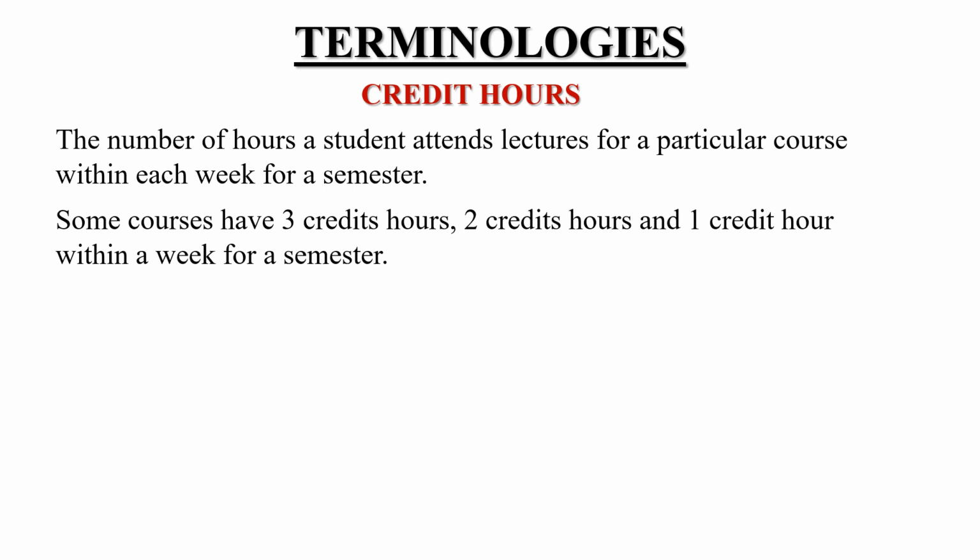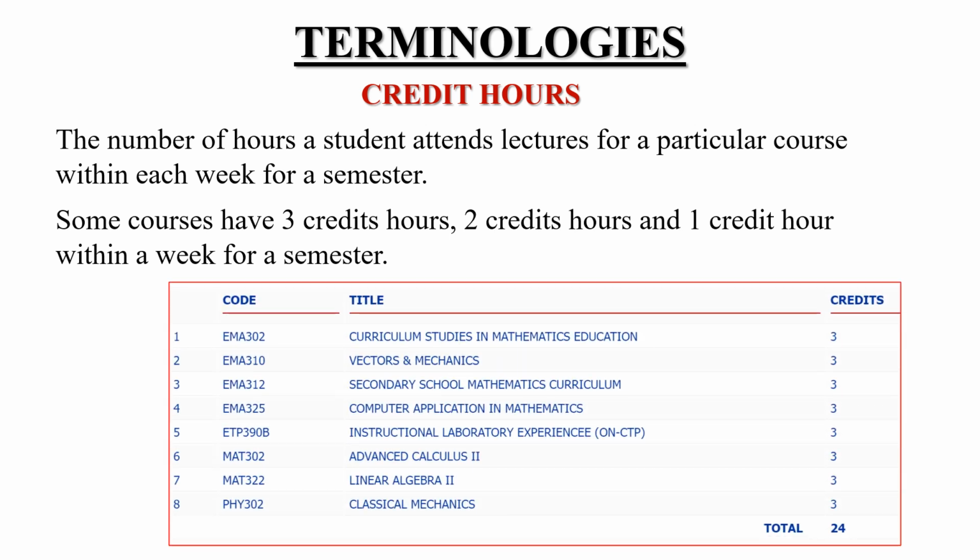And so let's look at the practicality of this. This is the registration form for a mathematics student. On our far left hand side, we have the course code, followed by the course title, and then lastly, the credit. That's the credit hour we are talking about. The course title, Curriculum Studies in Mathematics Education, has 3 credit hours, or 3 credits. And so we will be going for lectures for 3 hours within each week of the semester.